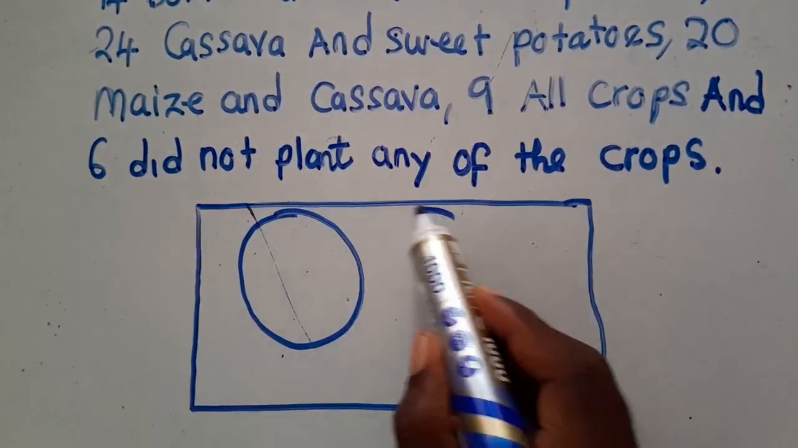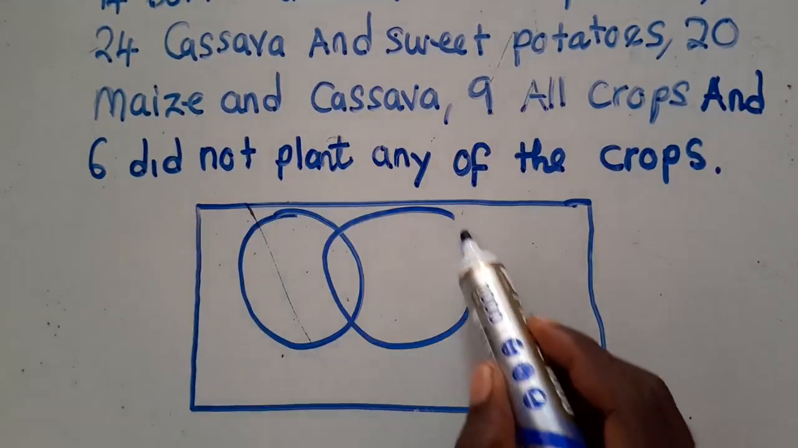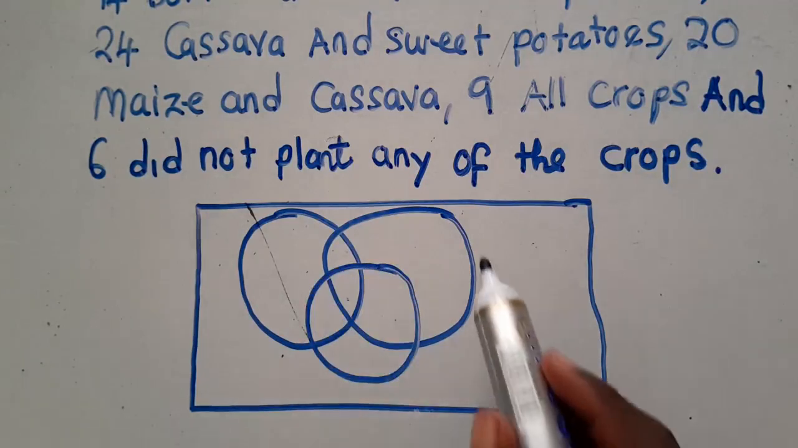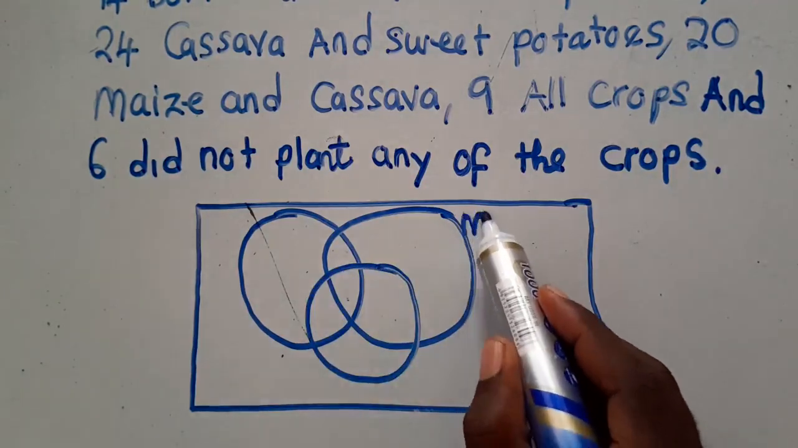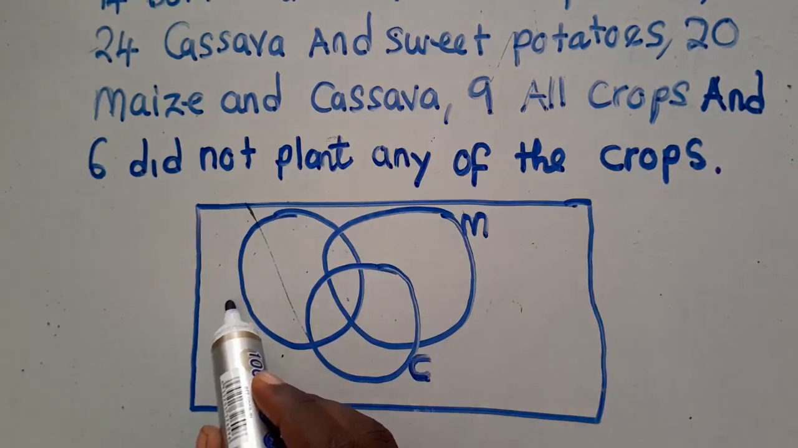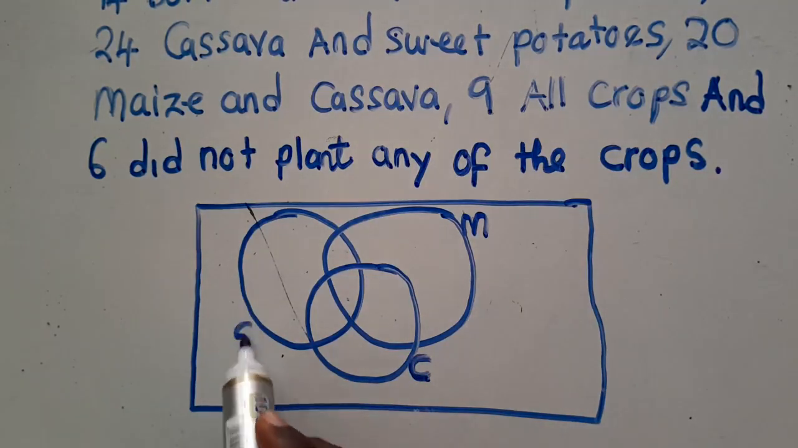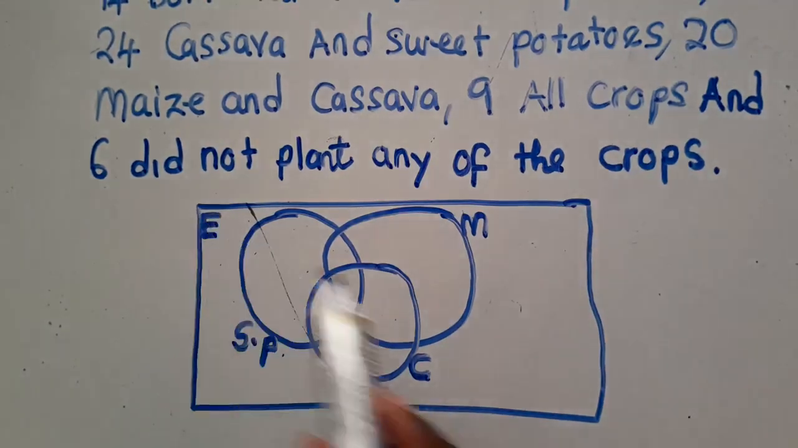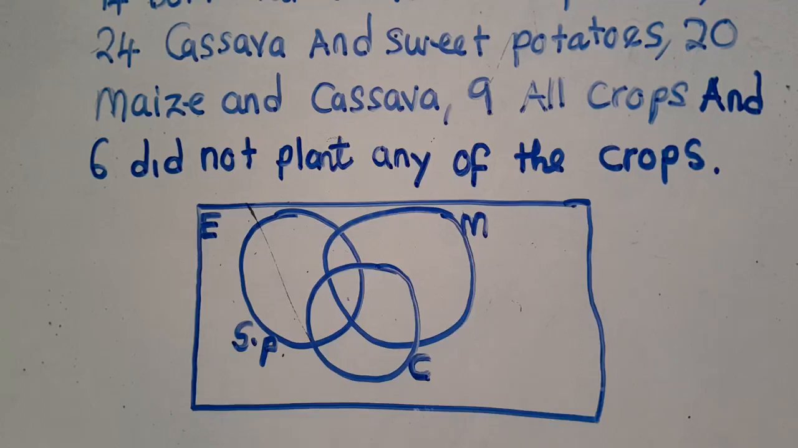This is what you are going to do. So maize, I'm going to do this. This is maize. Then cassava, I'm going to put it here. Then sweet potatoes here. For sweet potatoes, I'll say SP. Then I put the E there, showing the universal set.